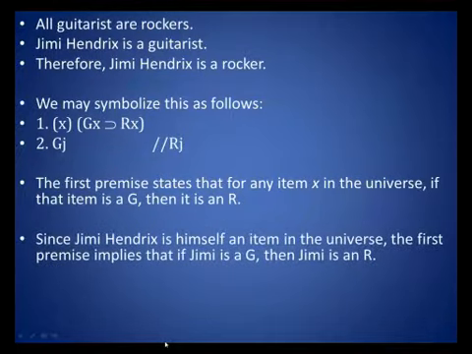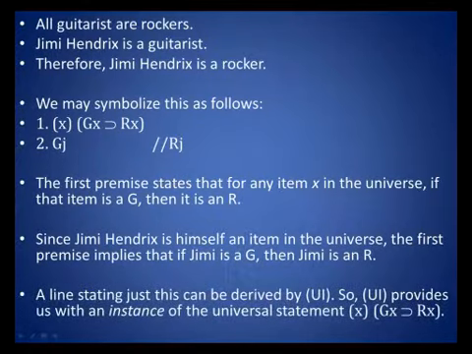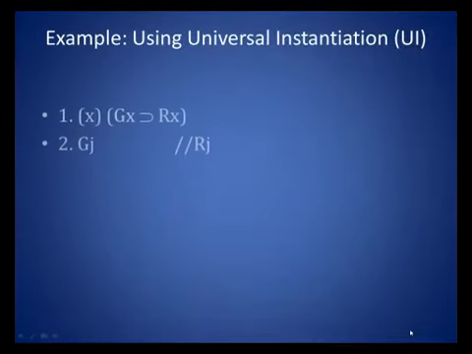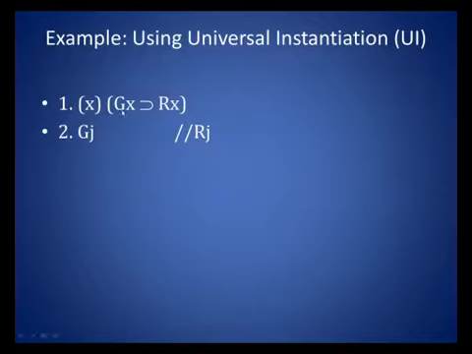Since Jimi Hendrix is himself an item in the universe, the first premise implies that if Jimi is a G, then Jimi is an R. A line stating just this can be derived by UI. So universal instantiation provides us with an instance of the universal statement for all x, if Gx, then Rx. So let's take a look at how this will work. So here it is again. For all x, Gx implies Rx. There is a j that's G, therefore Rj.